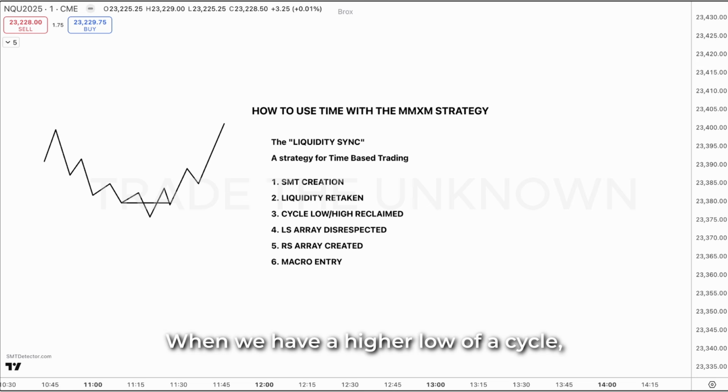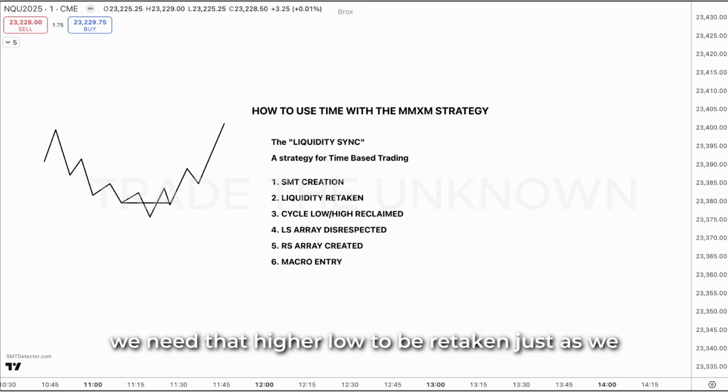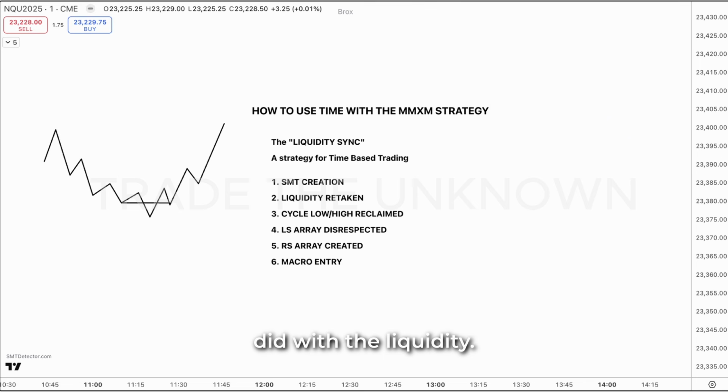When we have a high or low of a cycle, for example, a 90-minute cycle, we need that high or low to be retaken just as we did with the liquidity. We're going to prefer for that candle, the high or low, to be closed back above or below. And the reason for this is that sometimes you can have the liquidity get retaken, but then a few minutes later, price still goes lower or higher, and it's just going to disrespect that reclaim because it's not confirmed.